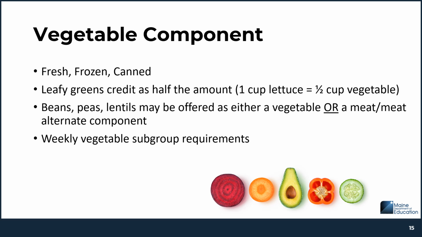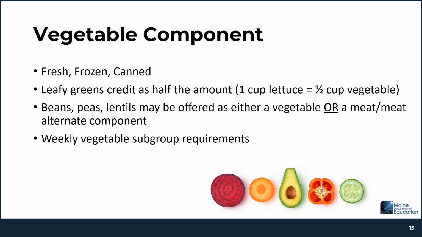When offering vegetables, they can be fresh, frozen, or canned. If you're serving leafy greens such as romaine lettuce or baby spinach, they credit as half the amount. So for example, 1 cup of lettuce or baby spinach will count as a half cup vegetable serving. It's the opposite of the dried fruit that we talked about earlier.